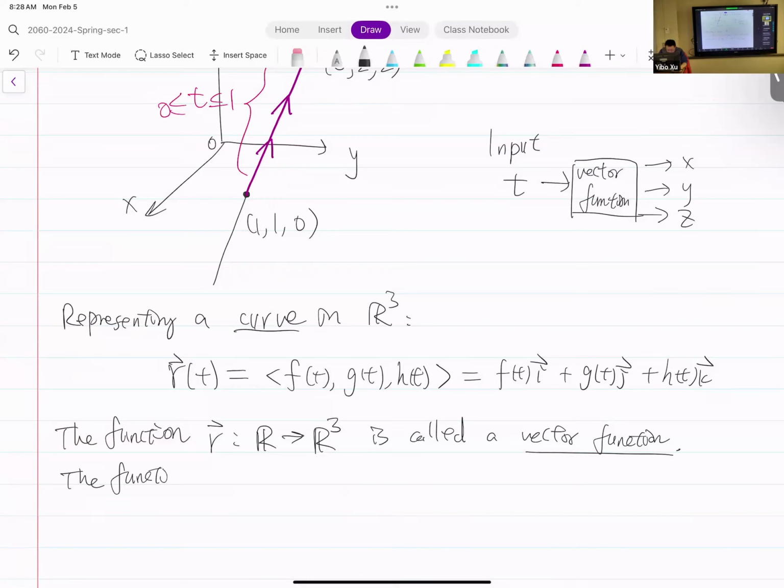Functions f of t, g of t, h of t are called component functions. There are 3 components, so we have 3 functions.